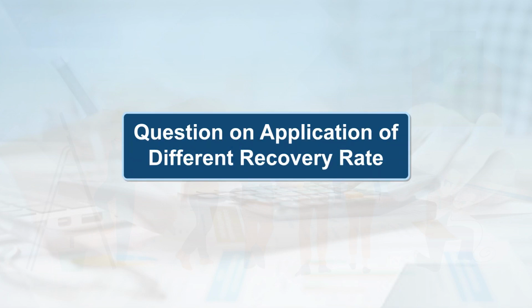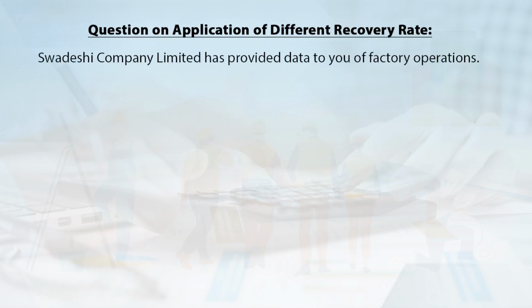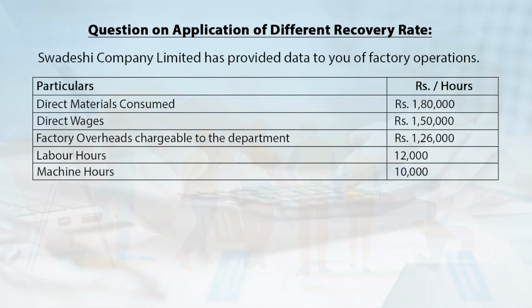Let's understand first the question on application of different recovery rates. Swadeshi Company Limited has provided data to you of factory operations. Direct material consumed rupees 1,80,000, direct wages rupees 1,50,000, factory overheads chargeable to the department rupees 1,26,000, labor hours 12,000 hours, machine hours 10,000 hours.